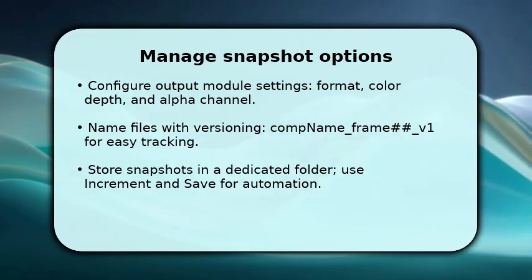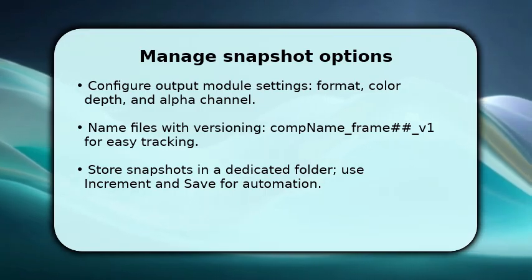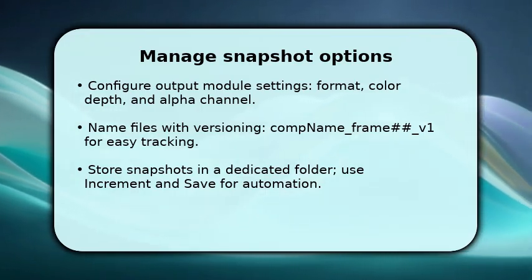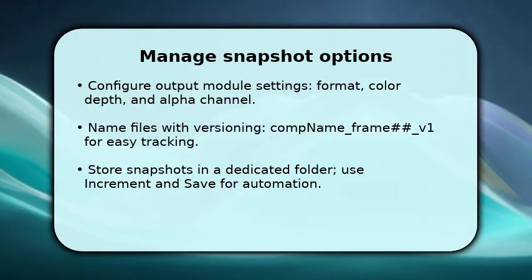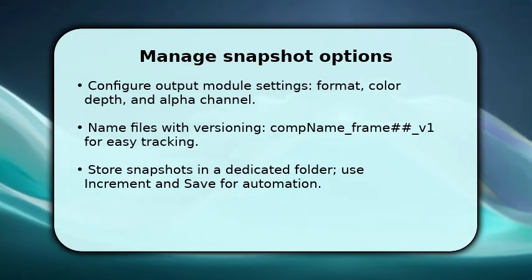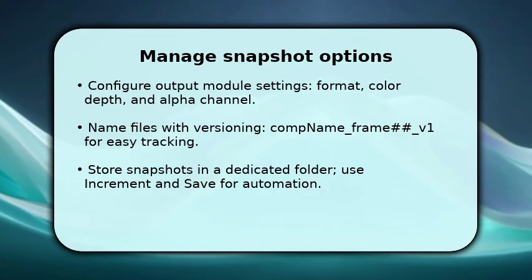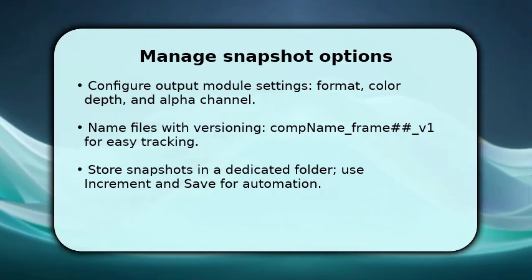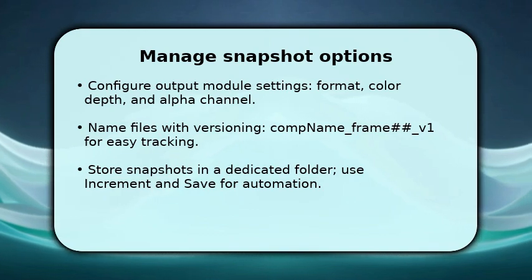Then name the file using a systematic convention and route it to a dedicated snapshots folder. Doing this prevents accidental overwrites and makes comparisons straightforward. And you can enable increment and save or scripts to automate repetitive captures when iterating rapidly.